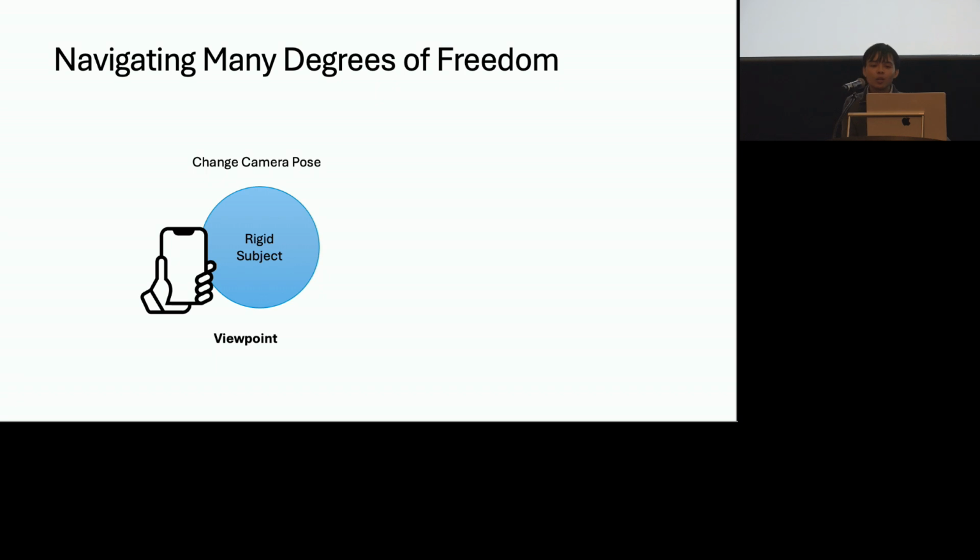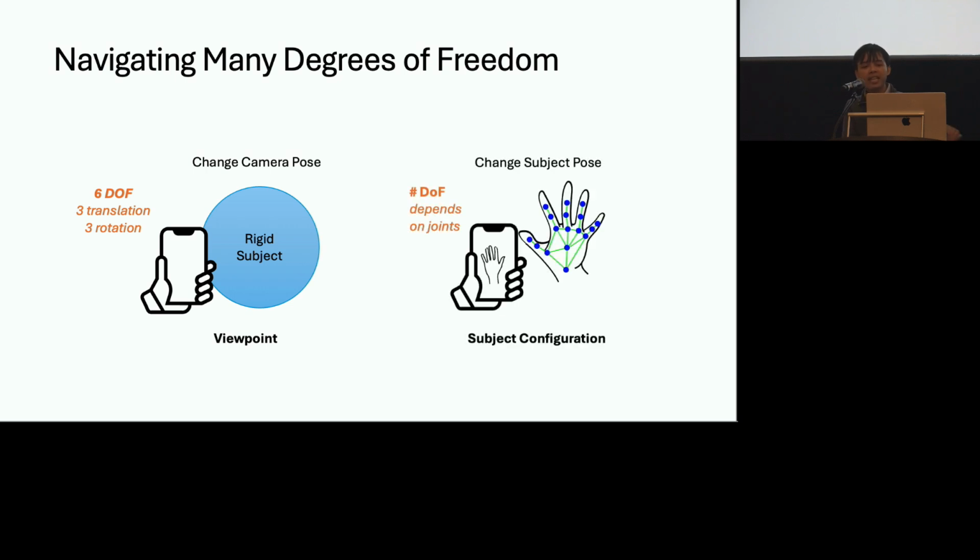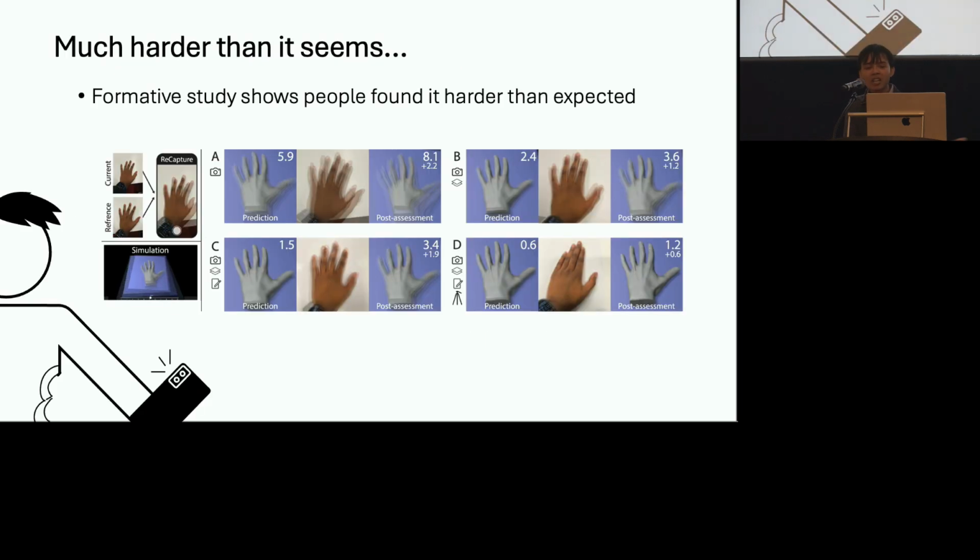Now we have a way to track our subject, but providing guidance on both viewpoint and configuration is still challenging due to the numerous degrees of freedom involved. Viewpoint alone has 6 degrees of freedom, and configuration adds an unknown number of additional degrees depending on the specific subject. Navigating this high-dimensional space of configuration is actually much harder than it seems. In a formative study, we found that users significantly overestimate their ability to capture consistent observations of their hands. We observed that the result holds under various capture conditions. For more details on the study, please refer to the paper.